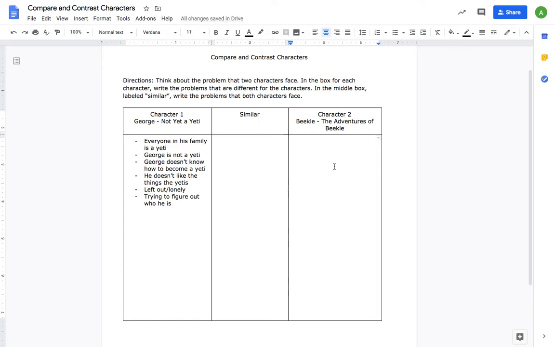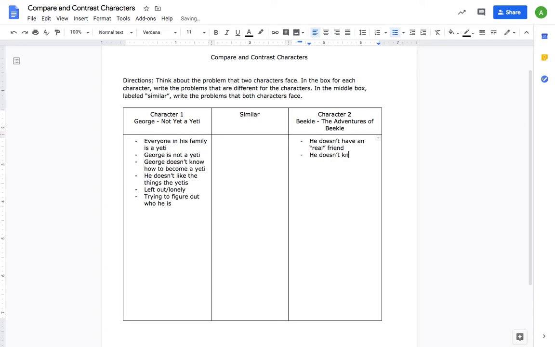Okay, let's think about Beakley, The Adventures of Beakley, the Unimaginary Friend. Again, if you didn't listen to that story, I want you to stop this video and listen to that one now. Some problems that Beakley has. He doesn't have a real friend. I'm saying that because in the story, Beakley is the imaginary friend and he's looking for his real friend. So he's not looking for an imaginary friend, he's looking for a real friend. So he doesn't have a real friend.